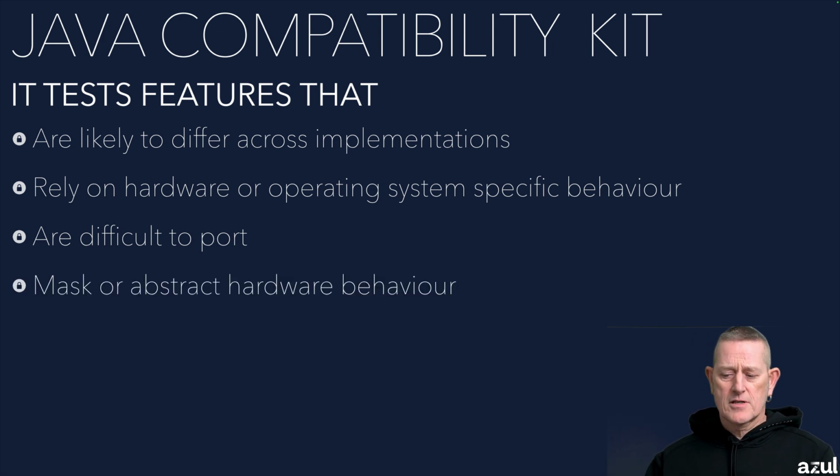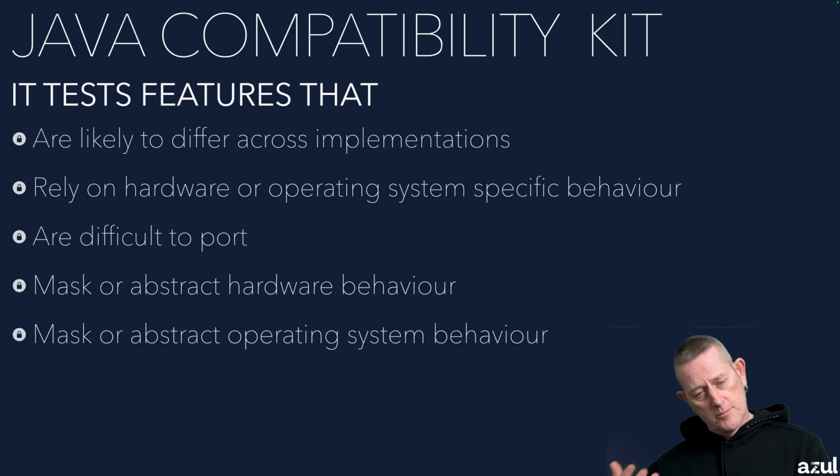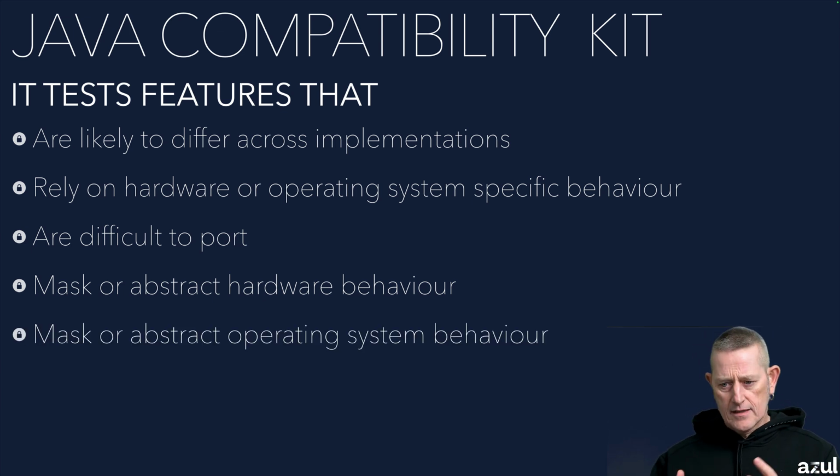They mask or abstract hardware behavior, right? So if you have specific features that mask or abstract hardware behavior, then you need to test that. And the same is true for operating system behaviors, right? Because we know that Windows is not Mac, is not Linux. So if you have specific operating system behavior that is abstracted, then you have to make sure that it works on all these platforms. And therefore you need tests. And this is all covered by the JCK.